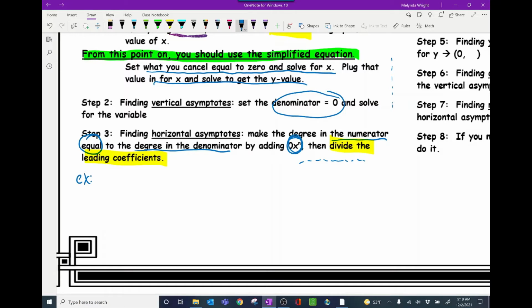All right, so let's say we had 2x cubed plus x squared plus 1 over x cubed plus 5. We can see right here that these are the largest exponents. We know that there's an implied 1 in front of that x cubed in the denominator. So we're going to take the coefficients of those largest exponents and divide them. So my horizontal asymptote in this case would be y equals 2. This would be the equation of the horizontal asymptote.